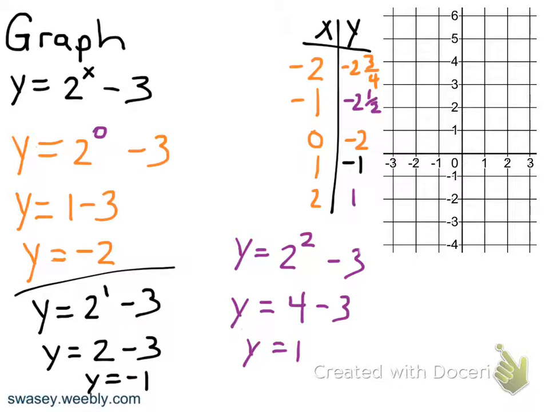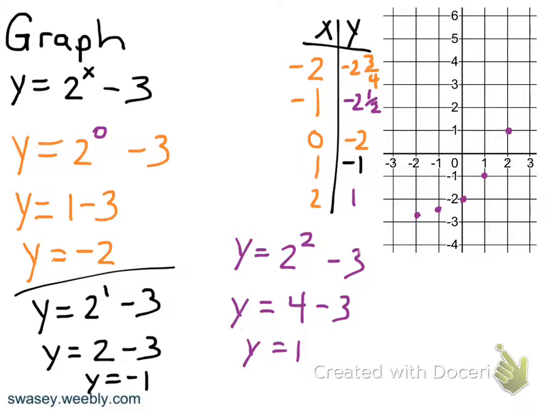Now let's plot those points. From the origin, go to the left 2, down 2 and 3/4. So somewhere around there. -1, -2.5. 0, -2. 1, -1. 2, 1. That gives us a pretty good idea of where it's going.